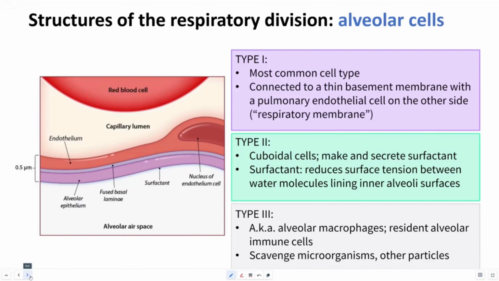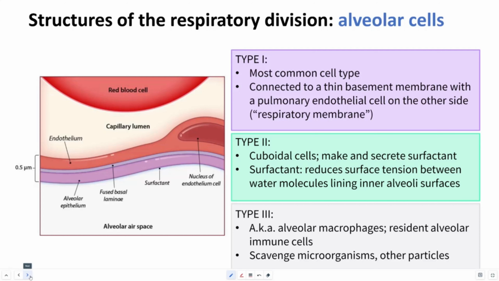The two types of cells that form the alveolar wall are going to be the simple squamous alveolar type 1 cell and the almost cuboidal-shaped alveolar type 2 cell. Alveolar type 1 cells are squamous alveolar cells, which make up about 95% of the surface area, and they form the alveolar epithelium of the respiratory membrane.